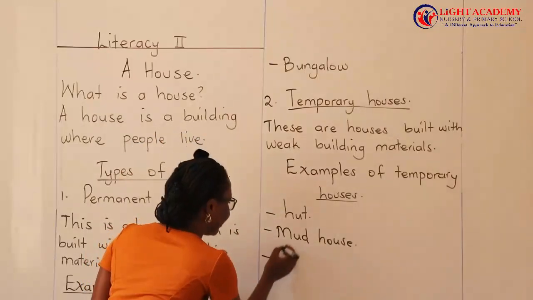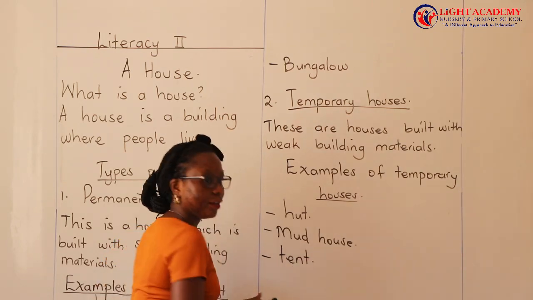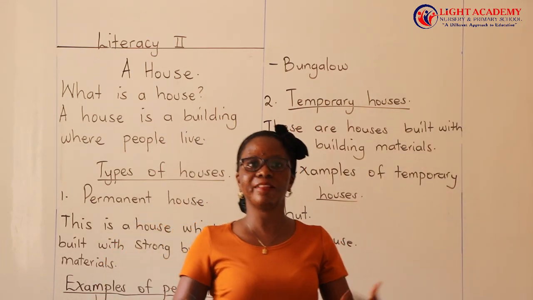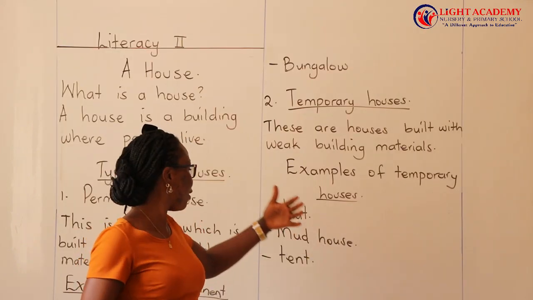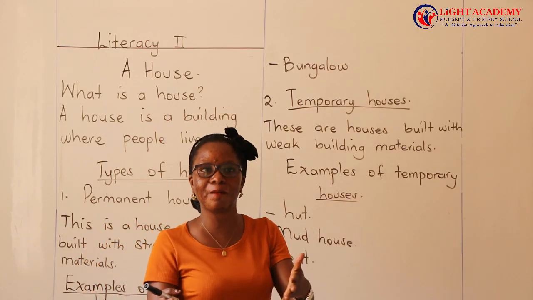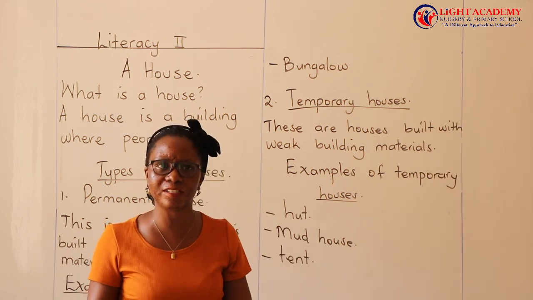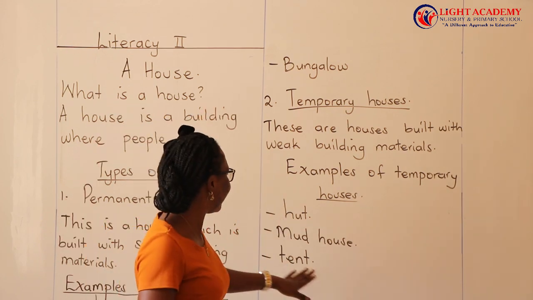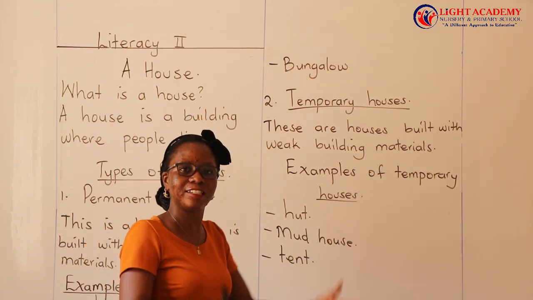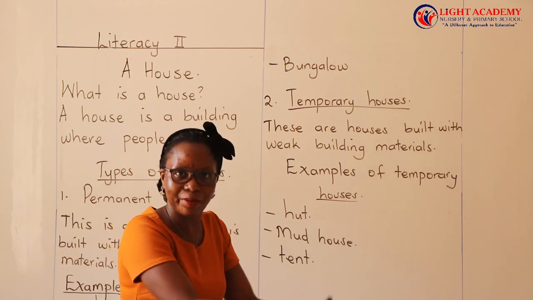Thirdly, we have a tent. We all know that you can wake up in the morning and build a tent in your compound. So when strong wind comes, that tent can waver. That tent cannot be strong. So a tent is also a temporary house. Some people sleep in them, some people use them for functions, but it is still a house because it provides shade. It is a temporary house because anytime you can remove it, pack it, keep it.